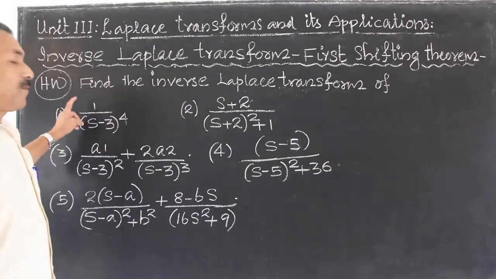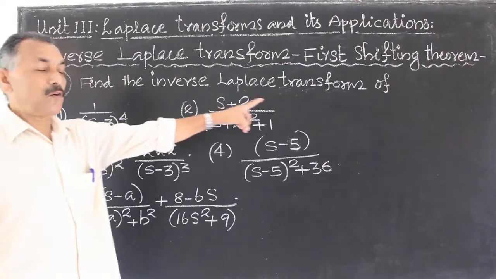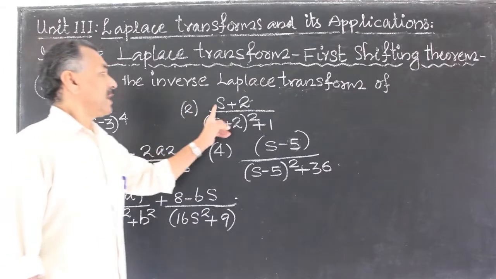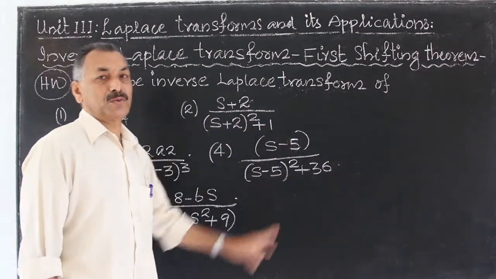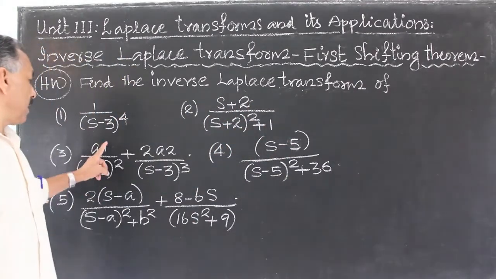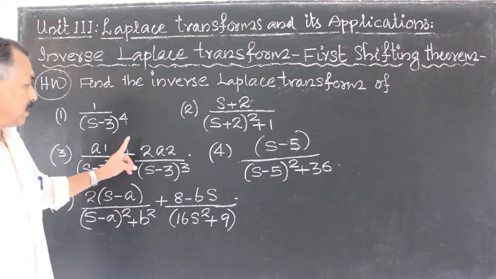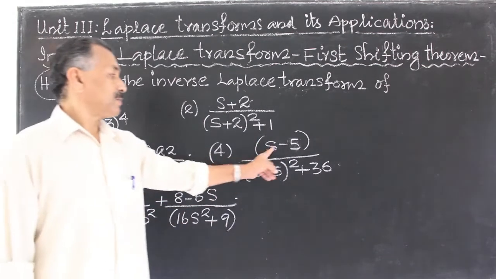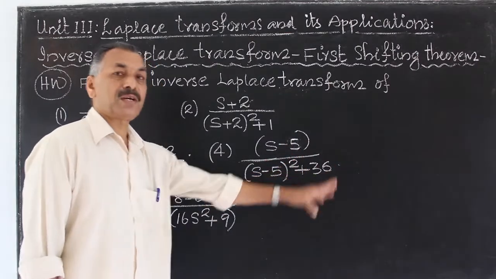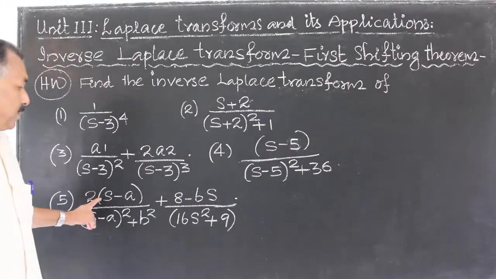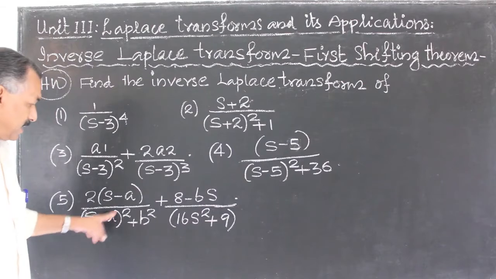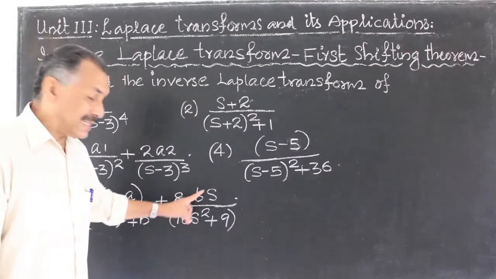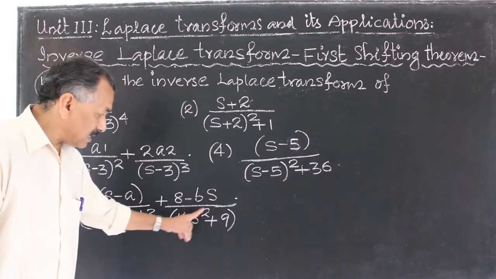First problem: find the inverse Laplace transform of 1 divided by (s minus 3) raised to 4. Second one: (s plus 2) divided by ((s plus 2) square plus 1). Third problem: a1 divided by (s minus 3) square plus 2a2 divided by (s minus 3) whole cube. This one: (s minus 5) divided by ((s minus 5) square plus 36). Then 2 into (s minus a) divided by ((s minus a) square plus b square). Here, plus (8 minus 6s) divided by (16 s square plus 9).